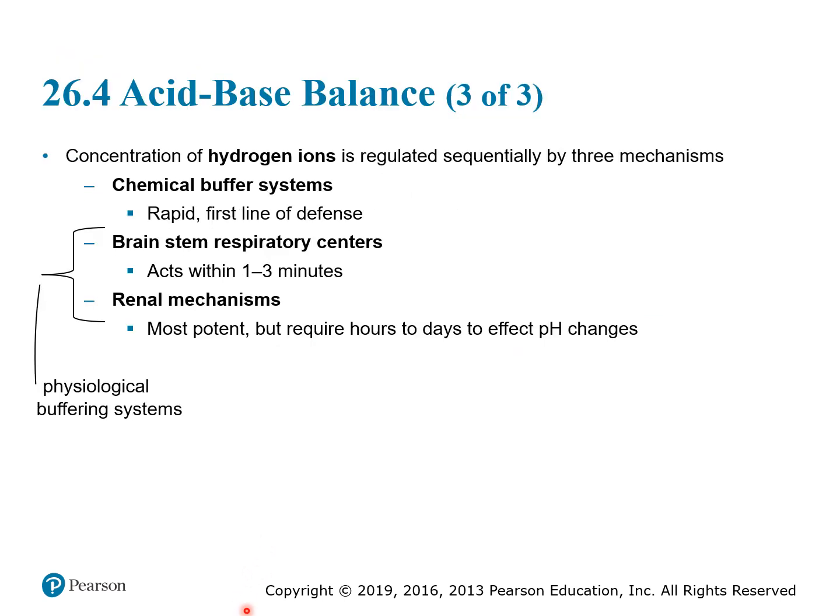Now that we have seen where the hydrogen ion is coming from, let's see how the body takes care of it. Concentration of hydrogen ions is regulated by three mechanisms. The first mechanism is the chemical buffer system, and they are very rapid because they are already present in the body, they are already present in the blood. So when the imbalance happens, they are there to take care of it.